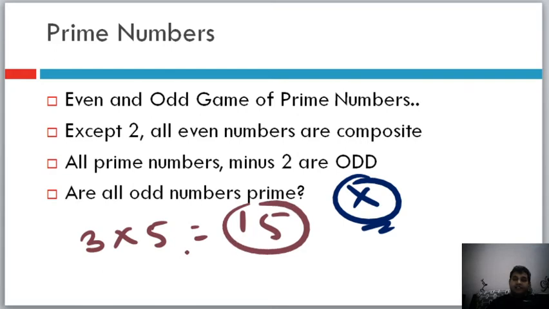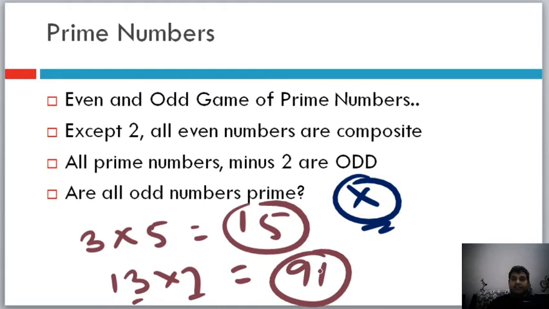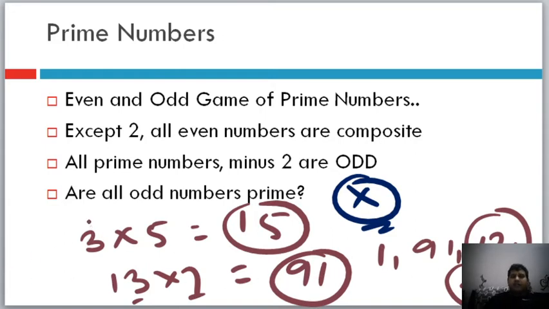So 15 is a composite number. Similarly 13 and 7, yeah, this is prime, this is prime. 91. So these numbers sometimes give an appearance of being prime numbers, but they are not, because 91 will have 1, 91, 13 and 7, and because these factors are prime, sometimes it is difficult to identify them directly.